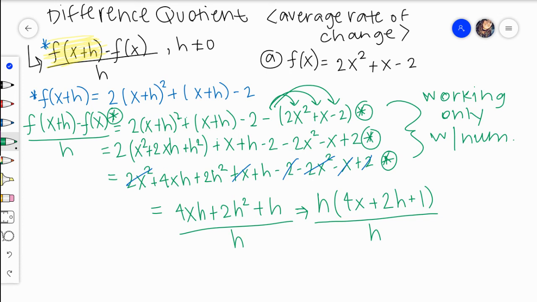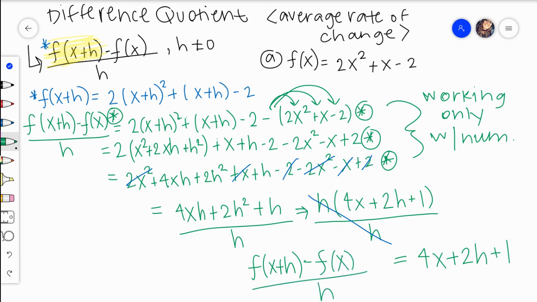Now, because the numerator is 2 factors multiplying each other, you can cancel. And so these h's would cancel, and our final answer would just be 4x plus 2h plus 1. This would be our f of x plus h minus our f of x all over our h. So that would be how you do a difference quotient, also known as the average rate of change.